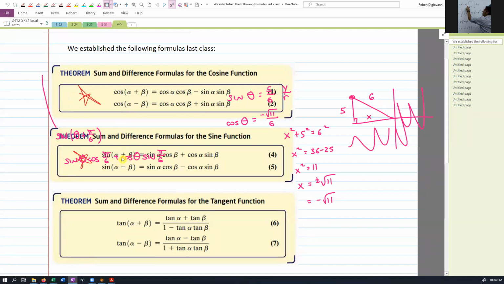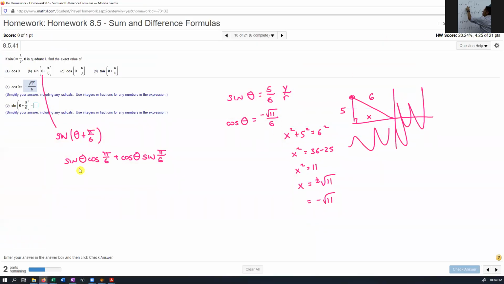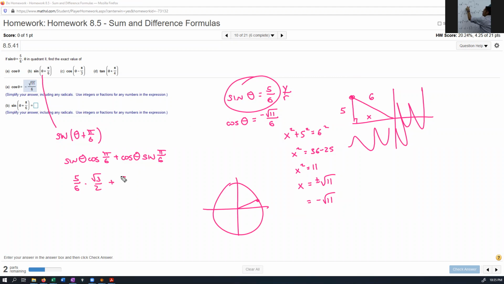I'm covering it up, but you can kind of see it right here. This one, number 4. So I'm using that. And we know sine of theta is 5/6, times cosine of pi over 6. So pi over 6 on the unit circle is here, and cosine is the x coordinate, so that's root 3 over 2, plus cosine of theta, which is negative root 11 over 6, we did that earlier, times sine of pi over 6, which is the y coordinate here, which is 1/2. So this is 5 root 3 minus root 11, and we have a common denominator of 12.